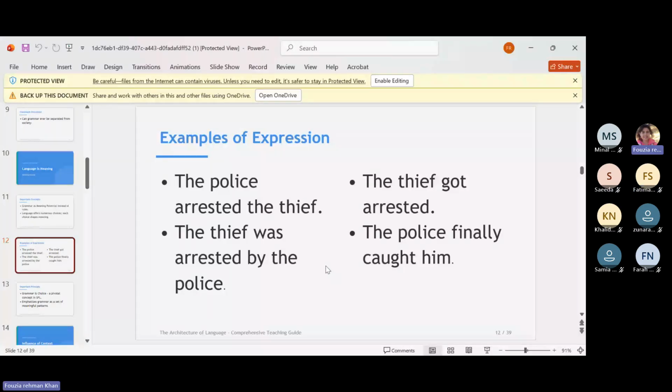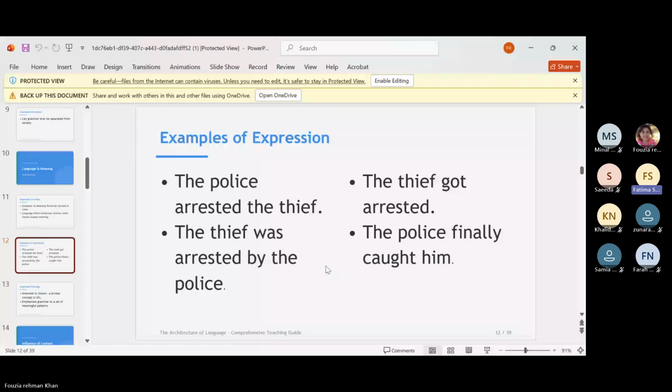And what about the third one? The thief got arrested. Ma'am, the thief was arrested by the police. If I say this, my focus would be on arrested. The thief was arrested by the police, and then the fourth sentence, the police finally caught him. Maybe the way I said it, I emphasize certain words. In this third sentence, my emphasis will be on arrested because the thief was arrested by the police, not caught or any other word.